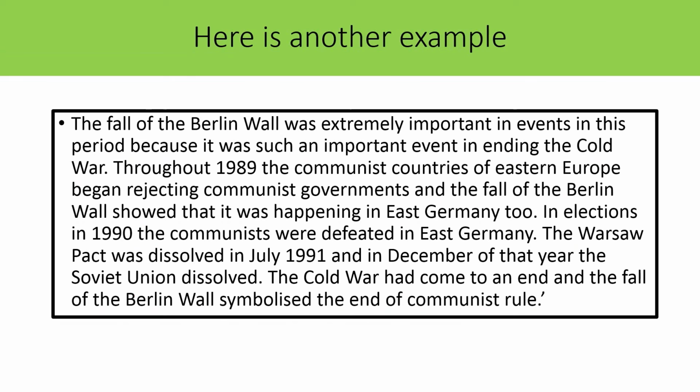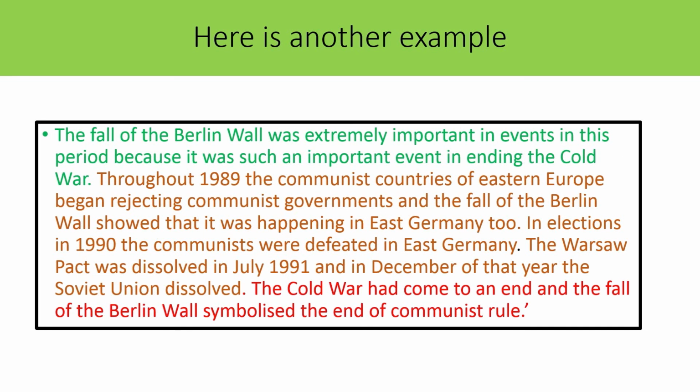Okay. Another example. The fall of the Berlin Wall was extremely important in events in this period because it was such an important event in ending the Cold War. Throughout 1989, the communist countries of Eastern Europe began rejecting communist governments, and the fall of the Berlin Wall showed that it was happening in East Germany too. In elections in 1990, the communists were defeated in East Germany. The Warsaw Pact was dissolved in July 1991, and in December of that year, the Soviet Union dissolved. The Cold War had come to an end, and the fall of the Berlin Wall symbolised the end of communist rule.